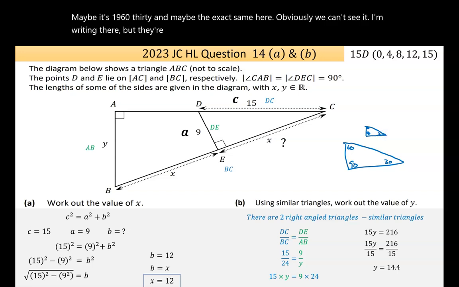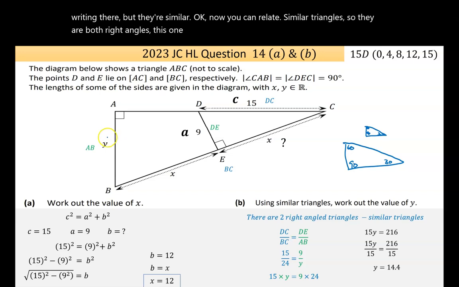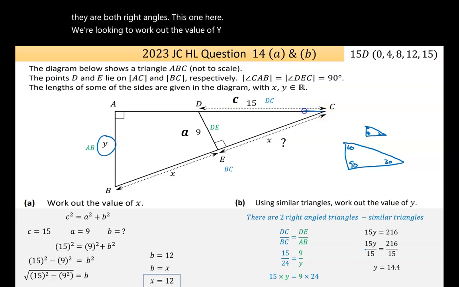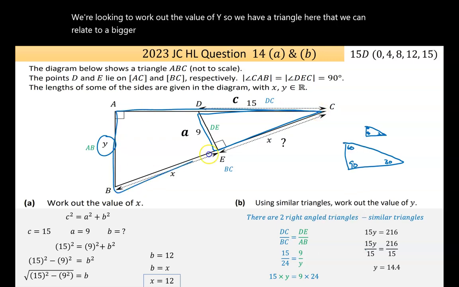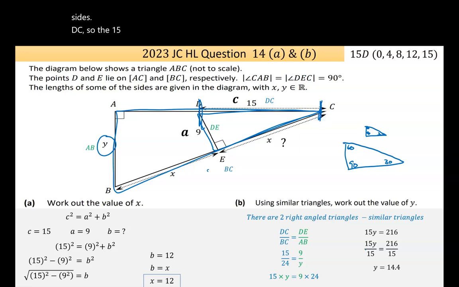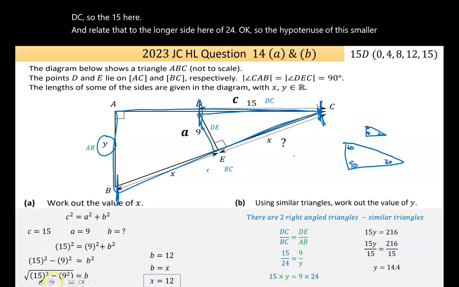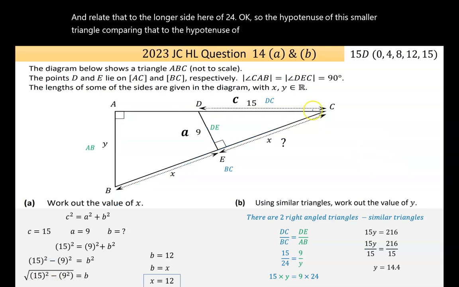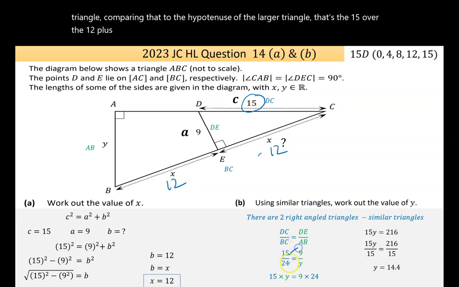Now you can relate similar triangles. So they are both right angles. This one here, we're looking to work out the value of y. So we have a triangle here that we can relate to a bigger triangle here. And that's what we're trying to do. So if we relate the sides, DC, so the 15 here, and relate that to the longer side here of 24, so the hypotenuse of this smaller triangle compared to the hypotenuse of the larger triangle, that's 15 over 12 plus 12. That's what gives me this 24.